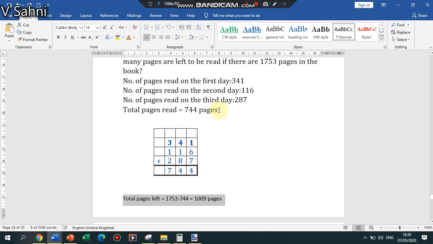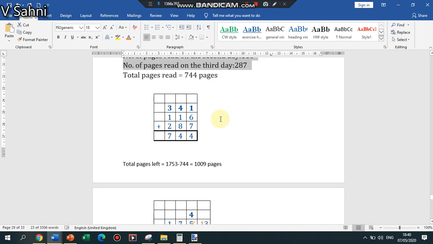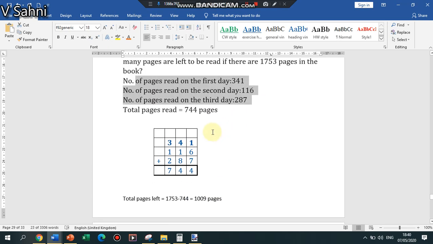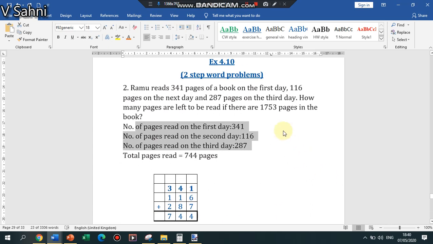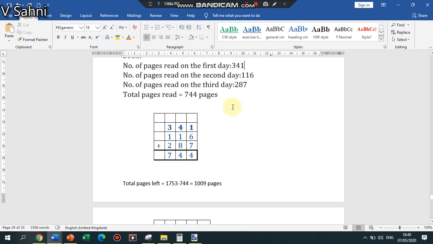So obviously there will be a lot of statements in these types of questions. Such problems are known as two-step word problems. Why are they called two-step word problems? Because first you add the numbers together, and then you do another operation. So there will be two operations here. It could be either first addition, then subtraction, or vice versa. Understand? So this is the total pages that Ramu read, and this is the total pages that are now left.